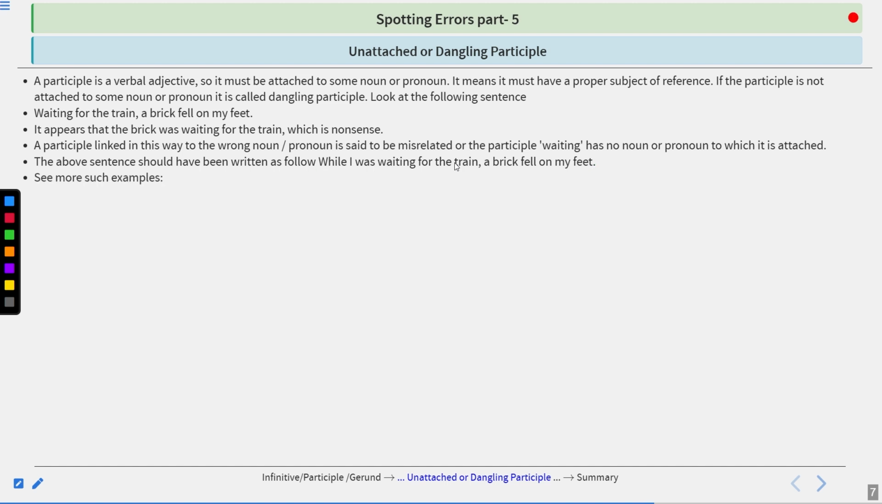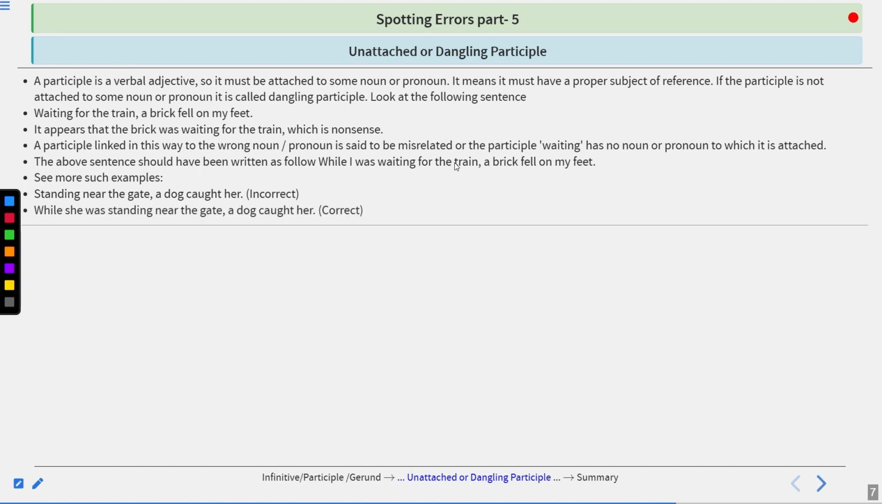See more such examples. Standing near the gate, a dog caught her, which is incorrect because we don't know the subject reference of the verb standing. So the correct formation is: while she was standing near the gate, a dog caught her.